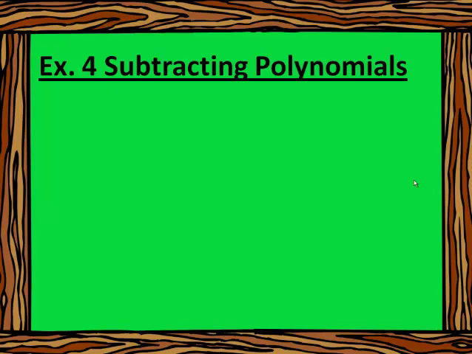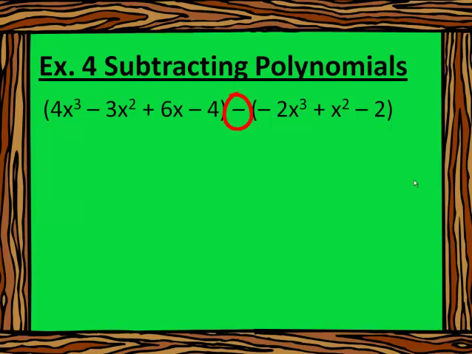Example number 4, subtracting polynomials. Two polynomials again, and there's that minus sign or subtraction sign right between those two sets of parentheses. So I have to rewrite my first set of parentheses so it's in descending order. And just by looking at it, it's already written for me. So all I have to do is rewrite that first polynomial, so it's 4x cubed minus 3x squared plus 6x minus 4.